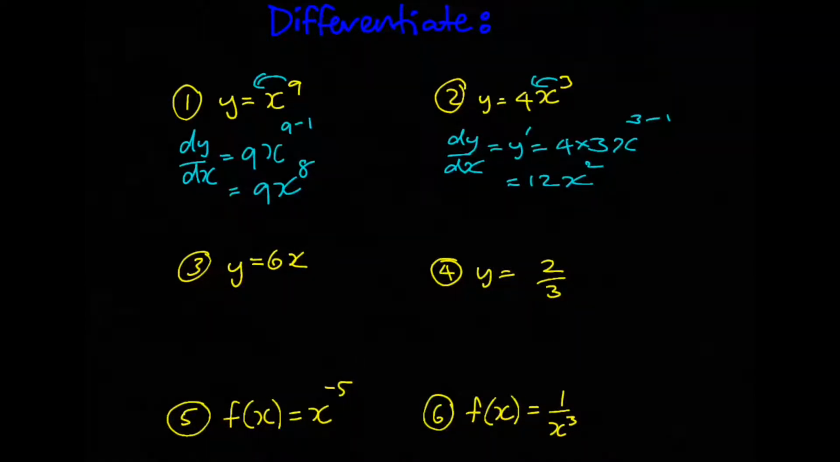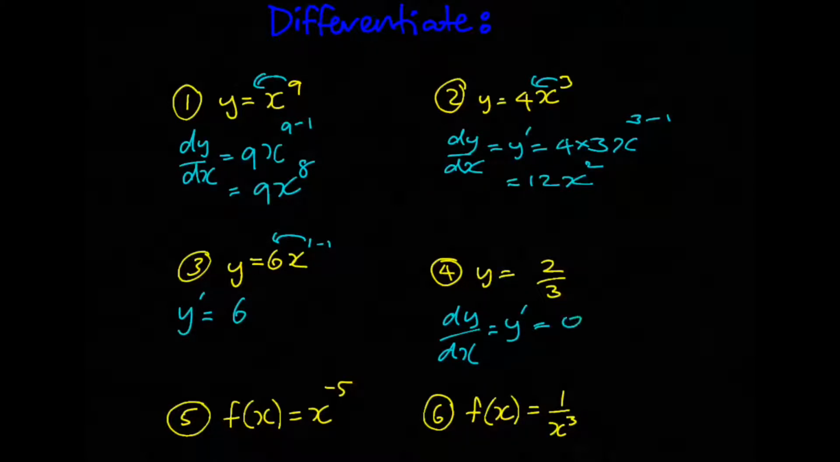Okay, part 3, y equals 6x, y dash is equal to, that's like saying x to the 1, that comes down to multiply by the 6, and you're left with 1 minus 1, so it's basically 6, because x to the 0 is 1. Part 4, because it's a constant, there's no x's involved, dy on dx, or y dash, is equal to 0.